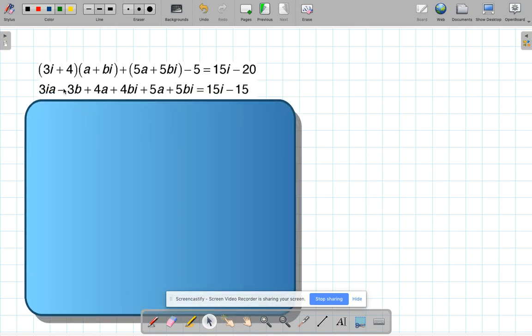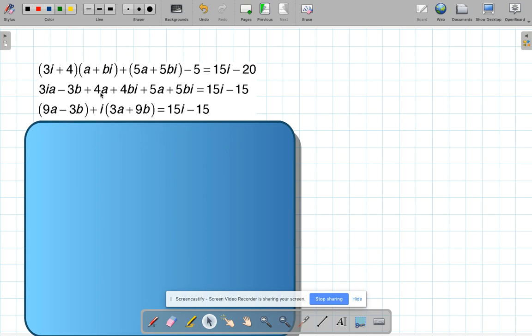I'm now going to multiply out the brackets. So 3ia plus, now when I do these, it becomes negative 3b, 4a, 4bi. I'm actually just doing this to check my own algebra. 5a, 5bi, and this minus 5 I've added to both sides. So I've now got minus 15.